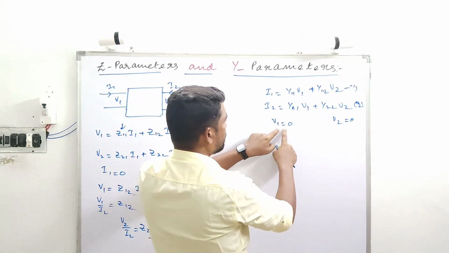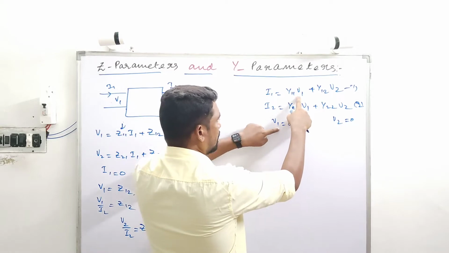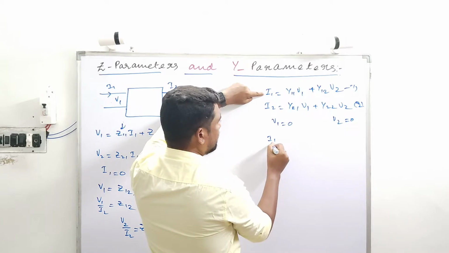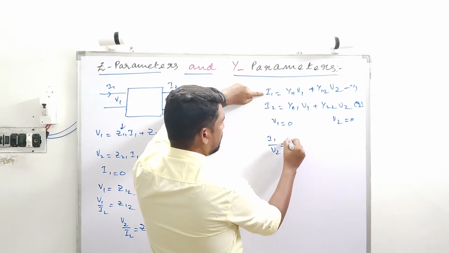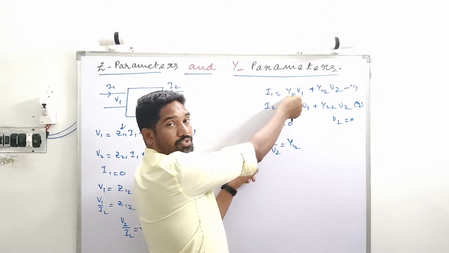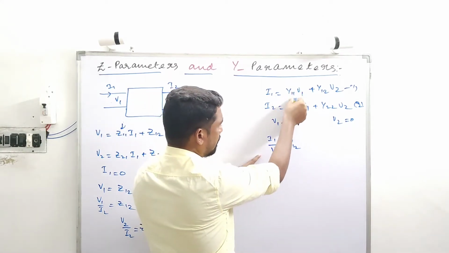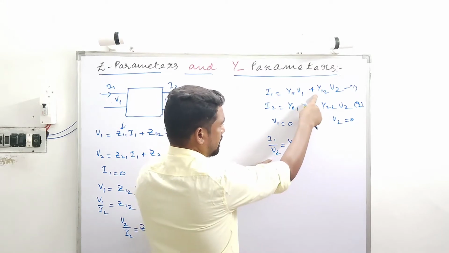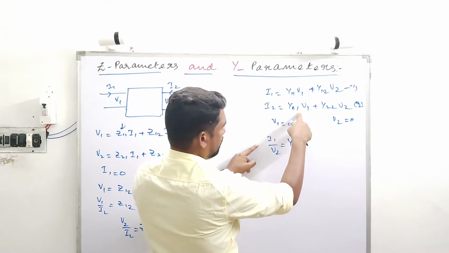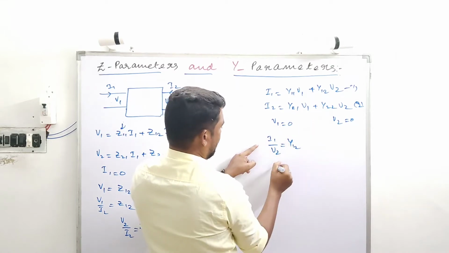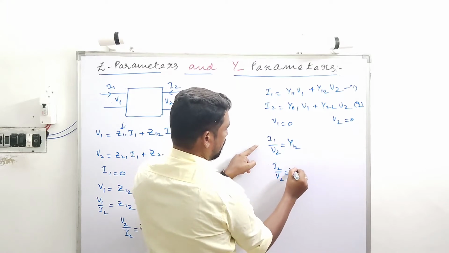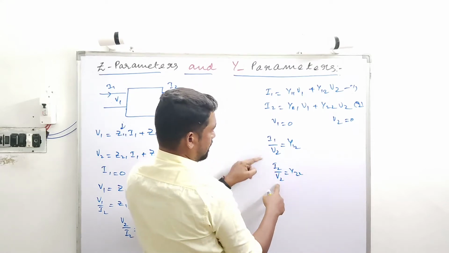So if V1 is equal to 0, from the first expression we will have I1 by V2 equal to Y12, because short circuiting the input makes V1 equal to 0. And from the second one, with V1 equal to 0, we will be left with I2 by V2, which is equal to Y22.